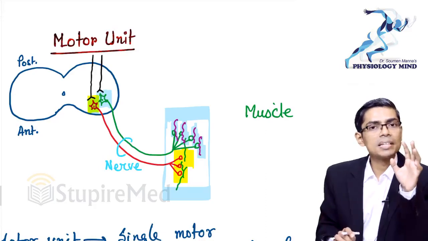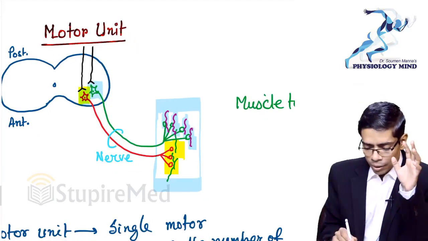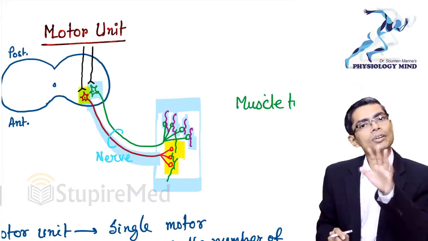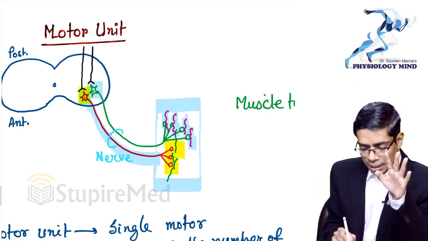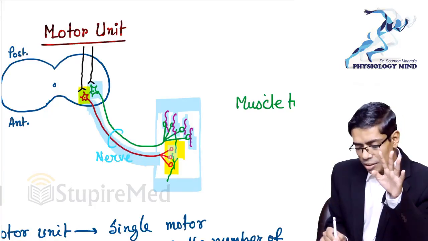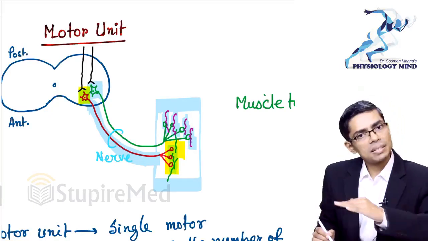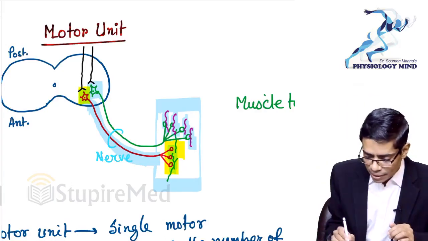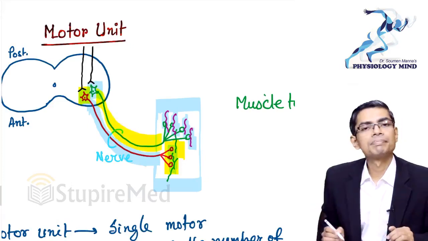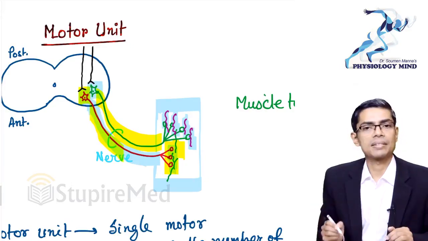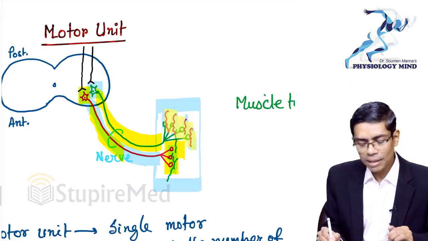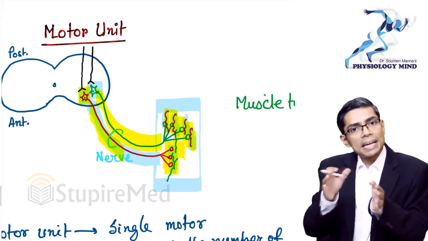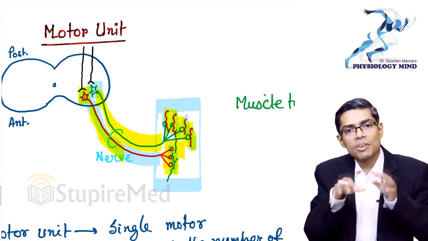Normally the discharge from these motor neurons is asynchronous. What do you mean by asynchronous? It means suppose when the red color neuron is discharging, the green color neuron will take rest. When the red color neuron is discharging, 3 muscle fibers are already in a contracted state, so the muscle is in a partial contracted state. Next time when the green color motor neuron is discharging, the red color is taking rest. That means the 4 muscle fibers will contract, but these 3 will take rest.